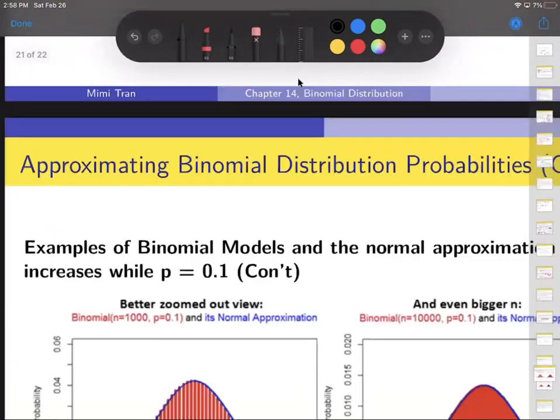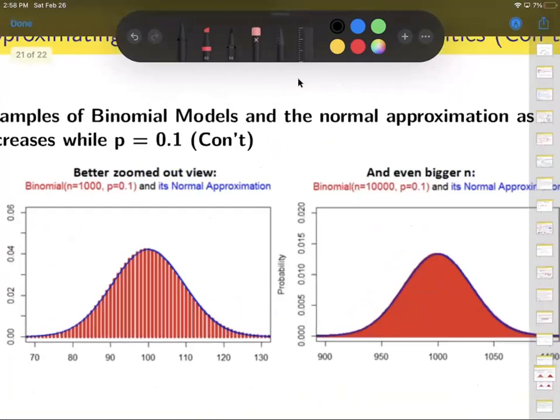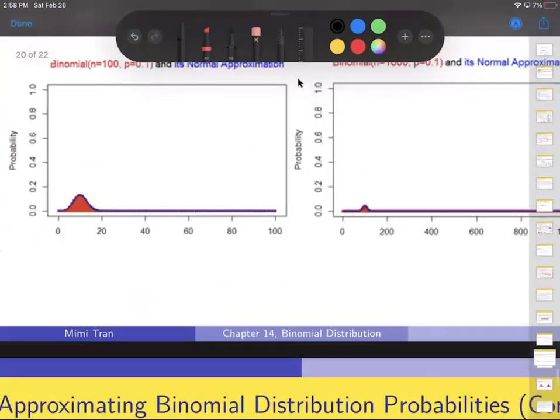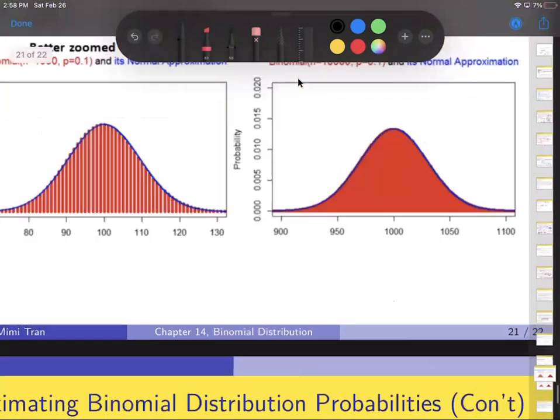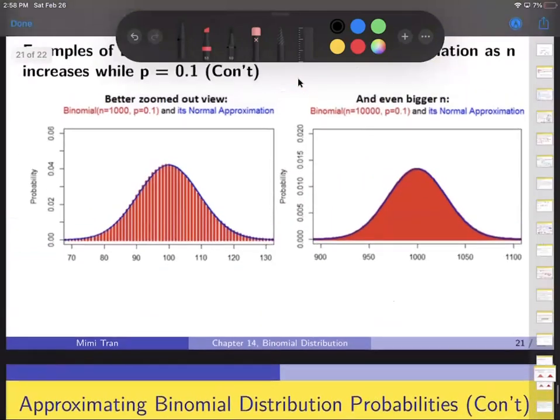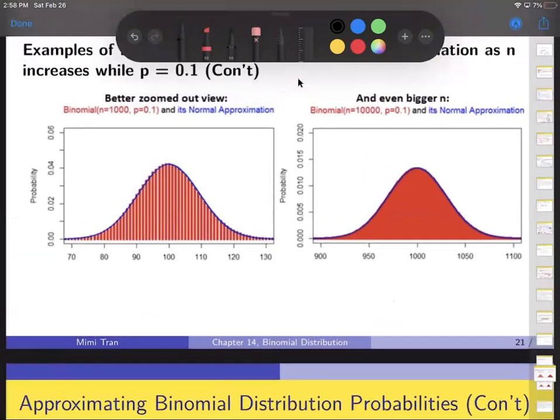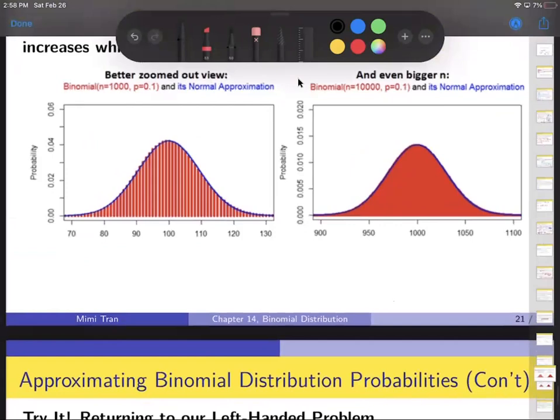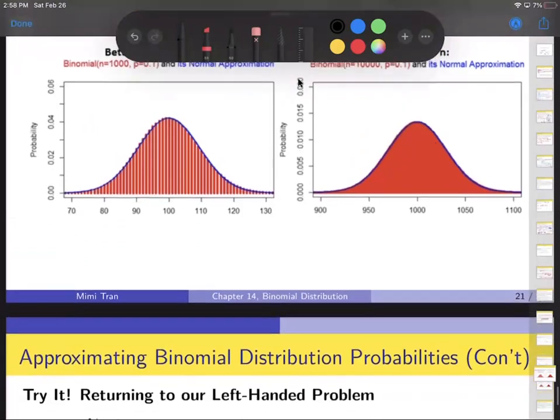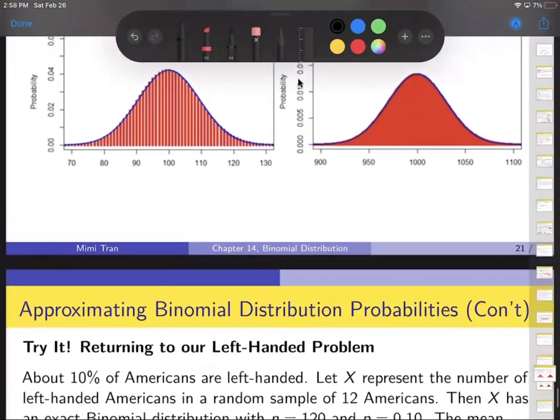Here I zoom it out a little bit for you. It's the same thing, just so tiny. So it looks very much like a normal distribution. Therefore we can approximate when n is large enough.